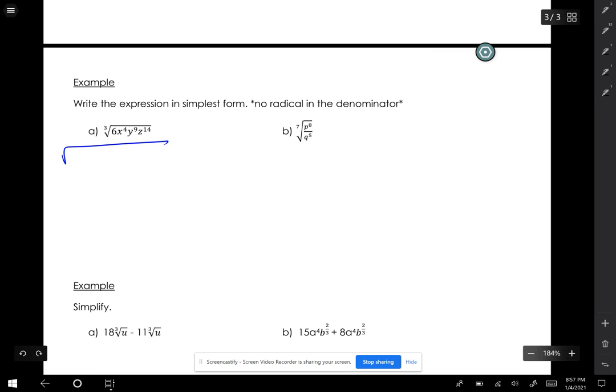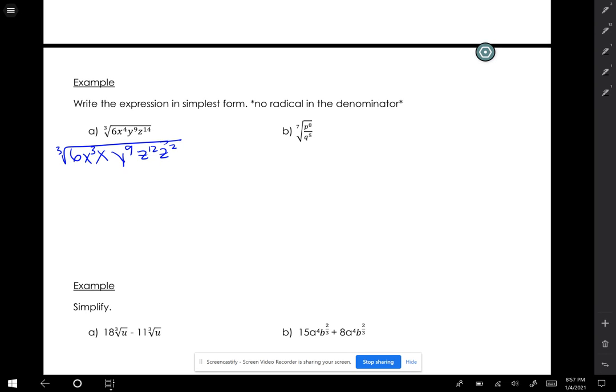So the cubed root of, I'm going to leave the 6 because there's nothing we can do with that. X to the 4th, I can break up into x to the 3rd times x. The reason I took out an x is so that it would be something I could find the cubed root of. Y to the 9th, I can find the cubed root of because it's divisible by 3. For z to the 14th, we can do z to the 12th times z squared, because z to the 12th is divisible by 3.